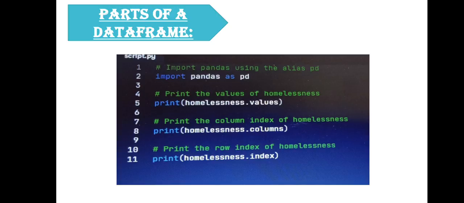For example, import pandas as pd, using alias pd, then print the values of homelessness. Simply type print homelessness.values, then print the column index of homelessness. Simply type print homelessness and columns in place of values, then print the row index of homelessness. Row index means print homelessness.index.